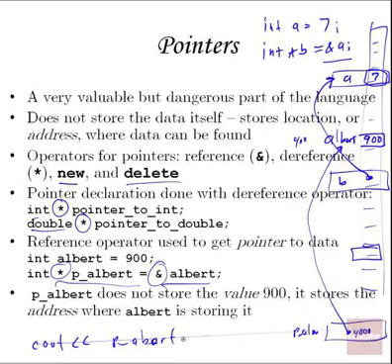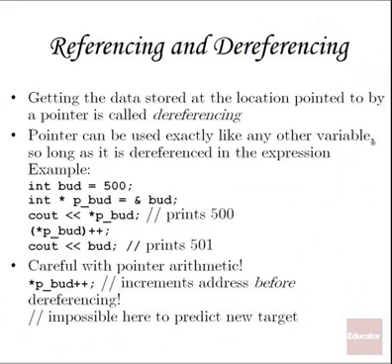You will want to dereference to get where it will tell this, go to this location and get the actual data. So P Albert does not store the value 900. It stores the address where Albert is storing 900. So we're going to reference data, we're going to dereference data. When we get the data stored at the location pointed to by a pointer, it's called dereferencing. The pointer can be used just like any other variable. It's just an extra step for the compiler.